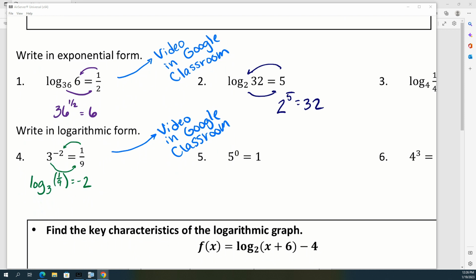All right, so on your quiz, you're going to have 3 just like that, just with different numbers. And then you're going to have 3 like 4 through 6, just with different numbers.